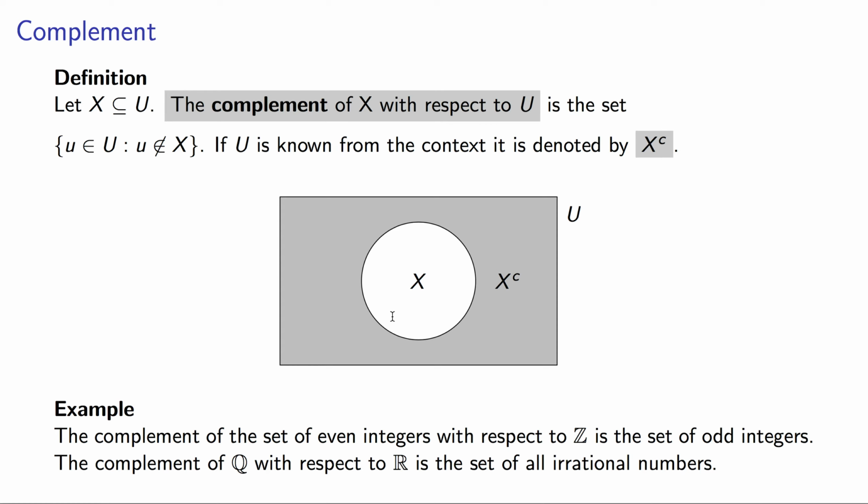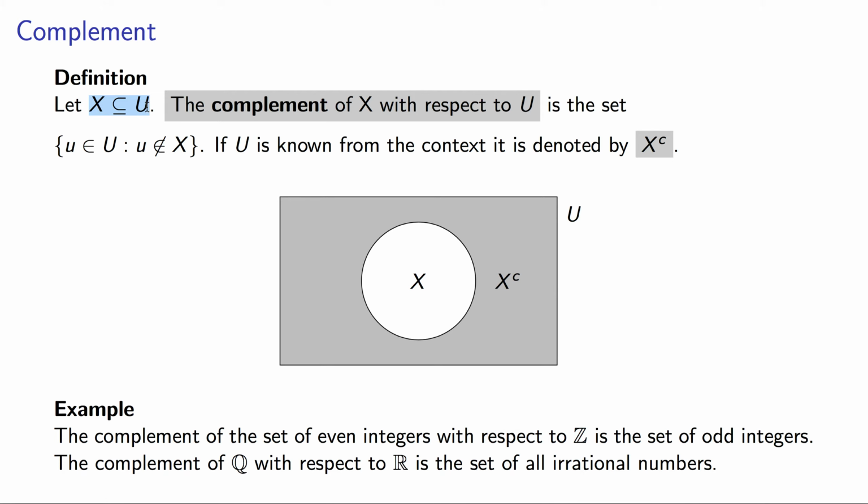The next operation is that of a complement. Let X be a subset of a set U. We think of U as a universe of discourse. Whatever problem in mathematics we consider, there is some universe of objects which are under consideration. For instance, while considering problems in plane geometry, the universe of discourse is the set of points on a particular plane.